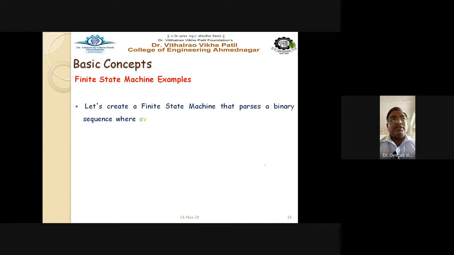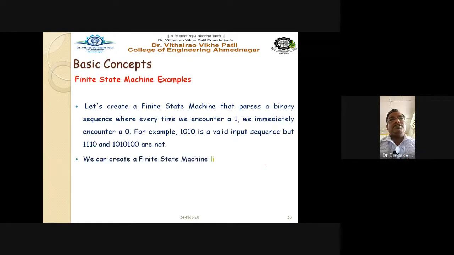So, an example on the finite state machine. Let us see one example on the FSM. That is nothing but your binary parser demonstration. In the binary parser demonstration, let's create a finite state machine. We have to draw an FSM that parses a binary sequence.